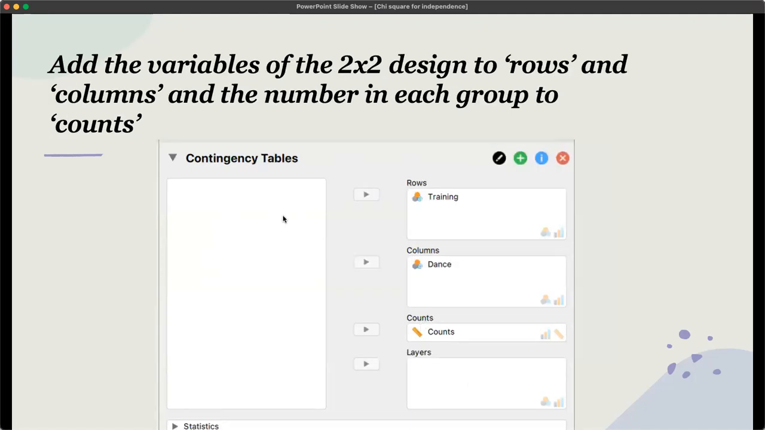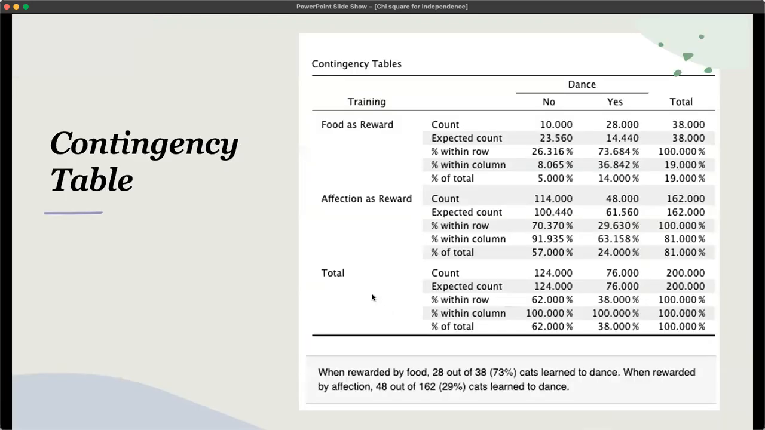And then what we're comparing is the two types of training to whether or not the cat danced. So it's a 2x2 design. And it's going to give us the output here with a contingency table. And the contingency table is going to give us all the data with a bit of a summary below.